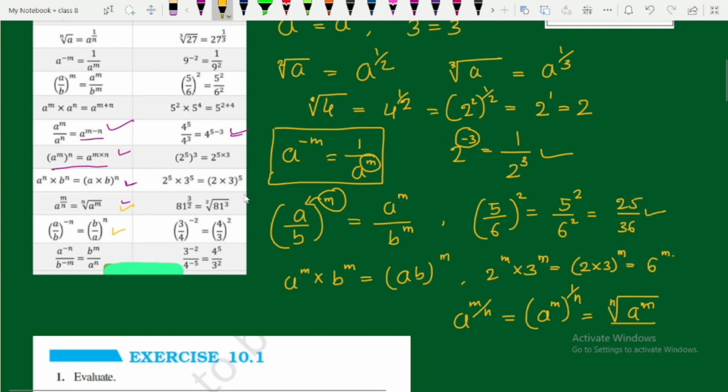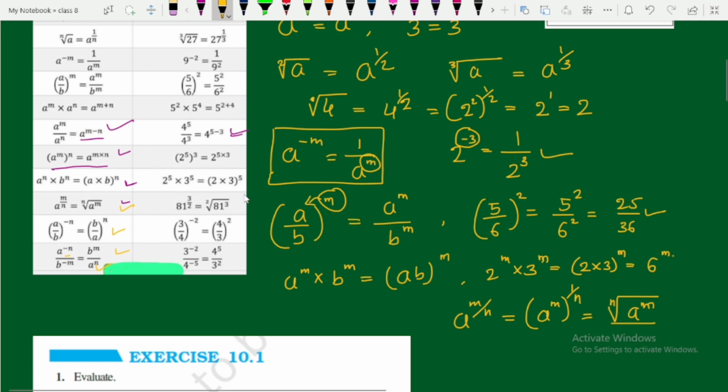A upon b whole raised to minus n is equal to b upon a whole raised to n. So in this way we can write, right? Next one, it is also the same, the power is negative, so it is written a raised to minus n upon b raised to minus m equal to, so they reciprocal each term, so that will be b raised to m upon a raised to n. So in this way you can learn the laws of exponents.